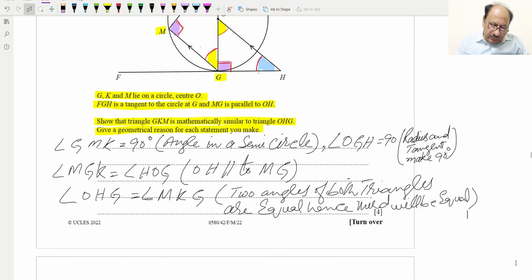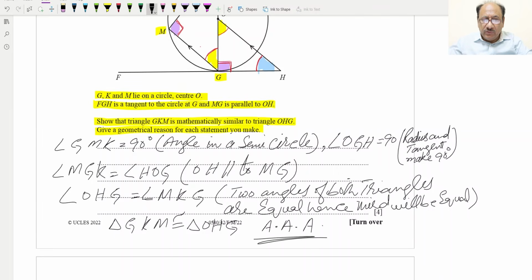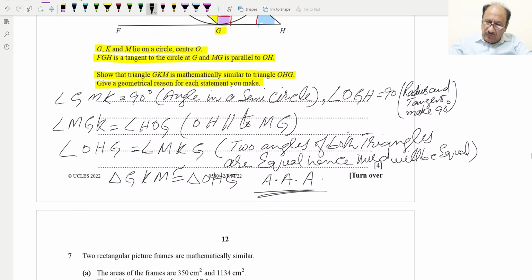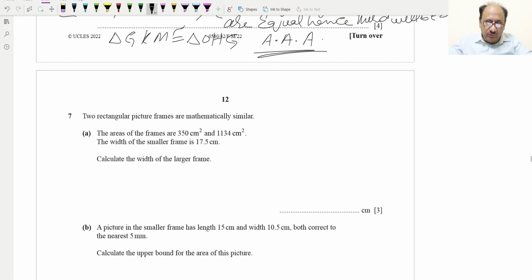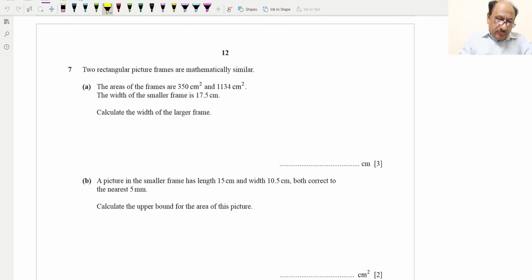And now we can say triangle GKM is similar to triangle OHG, and we will write angle postulate. That's all. So this will be sufficient, and this is a 4-mark question which we have done. Hopefully you understood this. Question number 7.